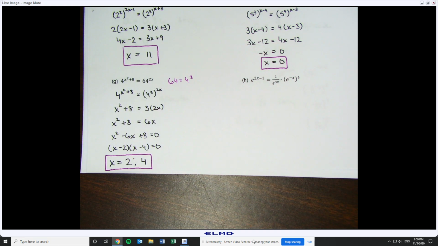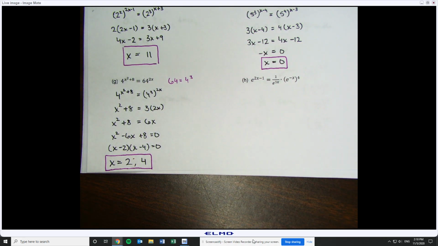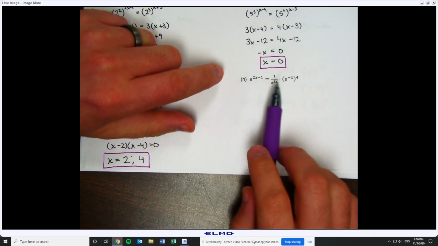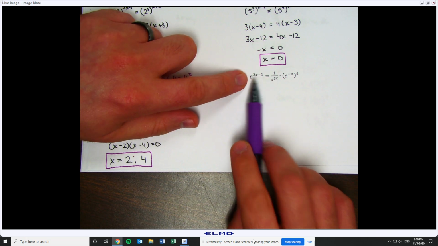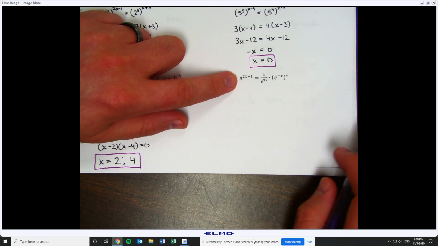Now, for this last one, I'm going to try to blow your mind a little bit. So just stick with me. It's nothing too crazy, but this is where a lot of those exponent properties are going to come into play big time. Now to start with, I want everything to be base e. E's a number, so that's perfectly fine.